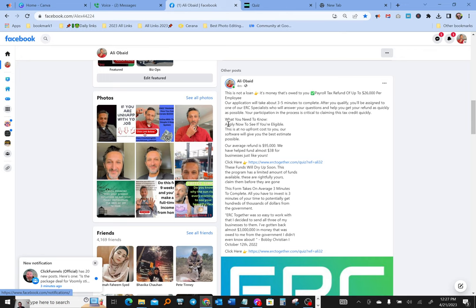I'm going to read some of the information I have on the screen here. What you need to know: apply now to see if you're eligible, at no upfront cost to you. Our software will give you the best estimate possible. Our average refund is $95,000. We have helped fund almost $3 billion. That's billion with a B, guys. This is money available out there for all business owners that were impacted during the couple years. $3 billion for businesses just like yours.